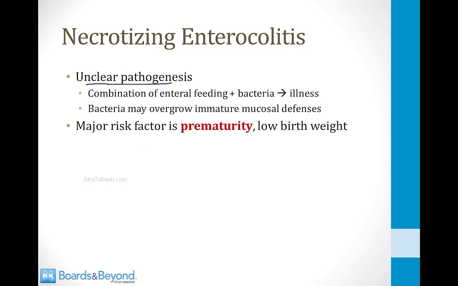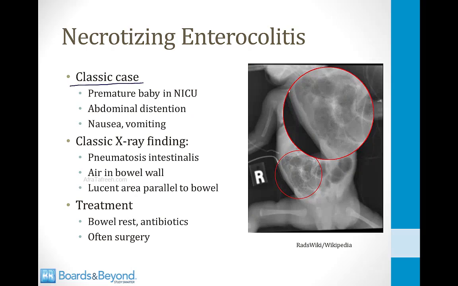The pathogenesis is unclear. It's believed that some combination of food in the GI tract plus bacteria leads to illness. One hypothesis is that the bacteria may overgrow the immature mucosal defenses of the baby. Major risk factors are prematurity and low birth weight, and these are the babies most likely to have poor mucosal defenses. So along those lines, the classic case will be a premature baby in the NICU who has abdominal distension and nausea and vomiting.